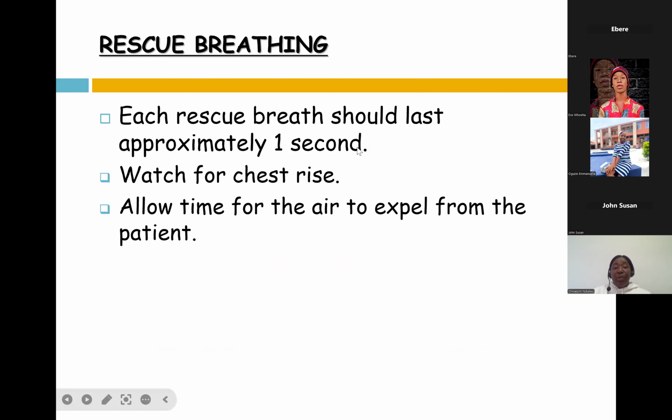So rescue breathing. Each rescue breath should last approximately 1 second. So you're just using 2 seconds to give the 2 rescue breaths. So try as much as possible to make it fast. The faster you are with what you're doing during this CPR process, the better the chances for that person to survive.